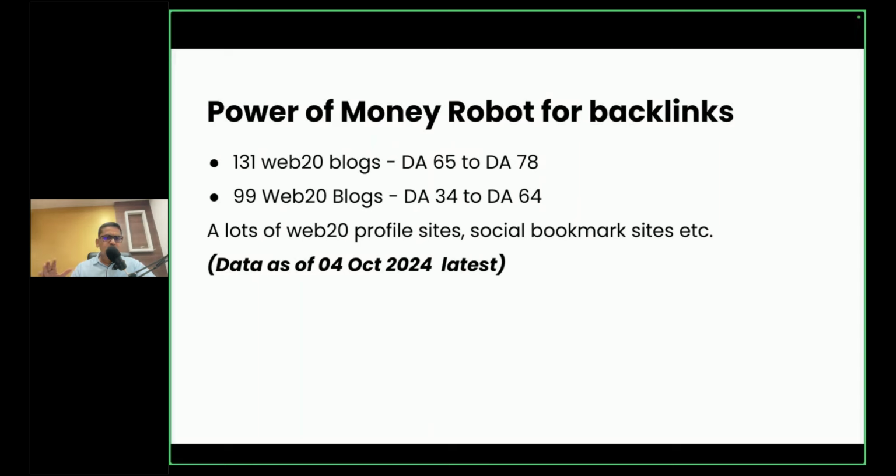And then there are tons and lots of Web 2.0 profile sites, social bookmark sites. I just pick one. Whenever you run a Money Robot campaign, it gives you somewhere around 230 backlinks in one Web 2.0 blog task. That's the power of it.